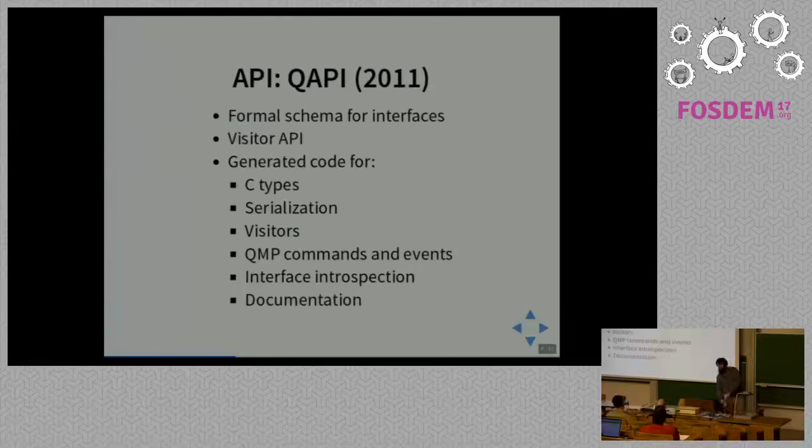Next, the API: QAPI. QAPI is a system for defining QEMU external interfaces. It uses a JSON-like language to define data structures and interfaces like QMP commands. That's the monitor protocol I talked about. And it provides a visitor API to implement data input, output, conversion, and so on. Based on a QAPI schema, it generates lots of code for declaring C types corresponding to those data structures, serialization, visitor functions, QMP command dispatching, interface introspection, and documentation.